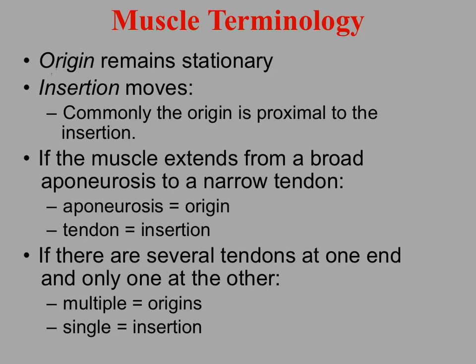So the origin and the insertion are both points of attachment for the muscle to the bone, mostly to bone. So think along with me. What's the name of the structure that connects muscle to bone? It's a tendon. So the way in which muscle is attached to bone is via tendons. So the origin would be where the tendon of the muscle originates. The insertion is where the tendon of the muscle inserts.